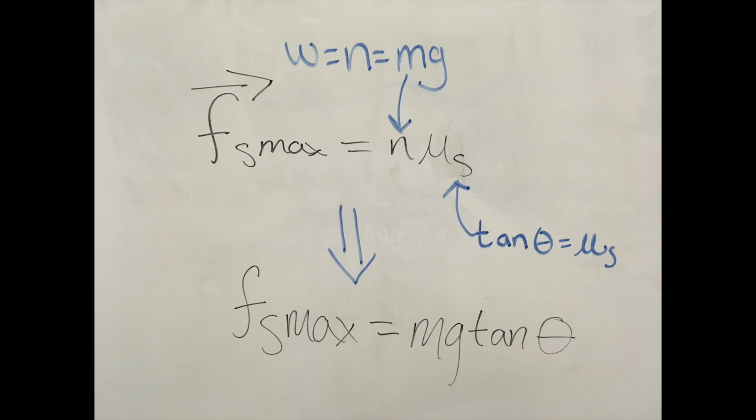Substituting mg for n and tangent theta for the static friction coefficient back into the static friction maximum equation gives us Fs max equals mg tangent theta, which was used in our calculations.